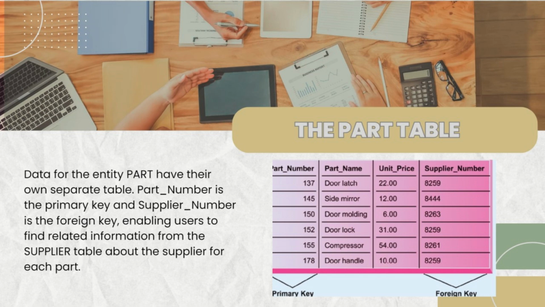Part name describes the part or product in detail. Unit price represents the price of a single unit of the part. Supplier number, or foreign key. This column is a foreign key that establishes a relationship between the part table and the supplier table. It links each part to its respective supplier based on the unique supplier number.